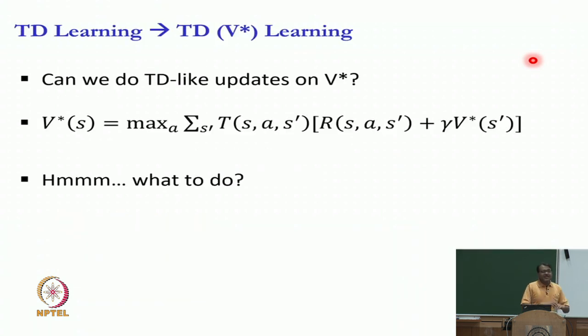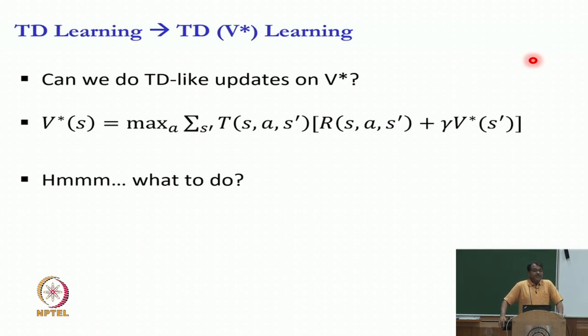Now, the first thing is to write down the set of Bellman equations, and they are very simple. V star of S is max over A, sum over S prime, T(S, A, S prime) times the long term reward estimated as R(S, A, S prime) plus gamma V star of S prime. These are the Bellman equations.